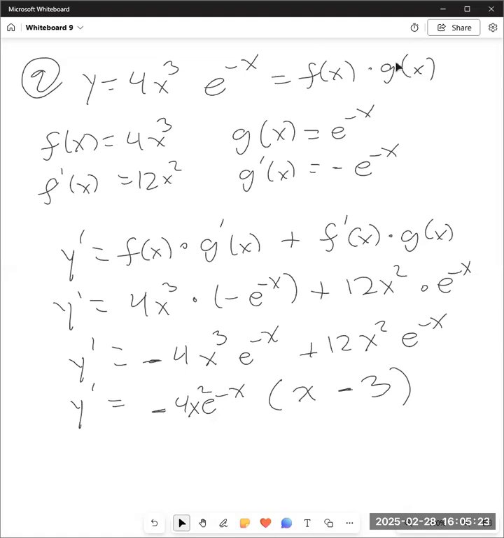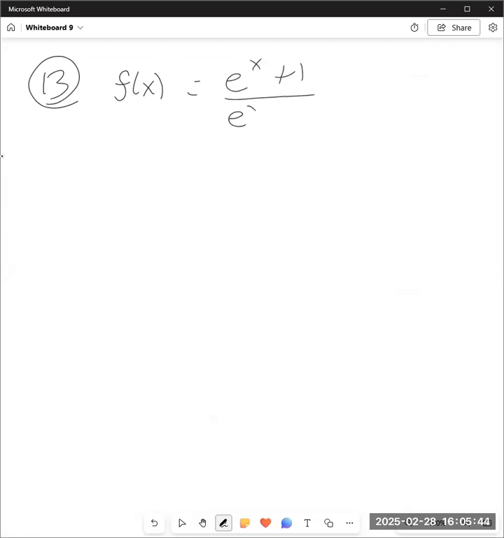Let's go ahead and look at number 13 now. And that'll be our last one for this video. Come back and do another topic from this section in the next video. f of x is e to the x plus 1 over e to the x minus 1. And because I've already called this f, that kind of messes me up calling that f and g. So I'm going to call them u and v.